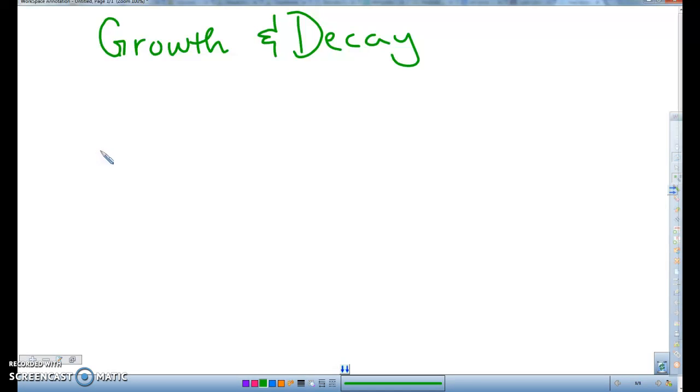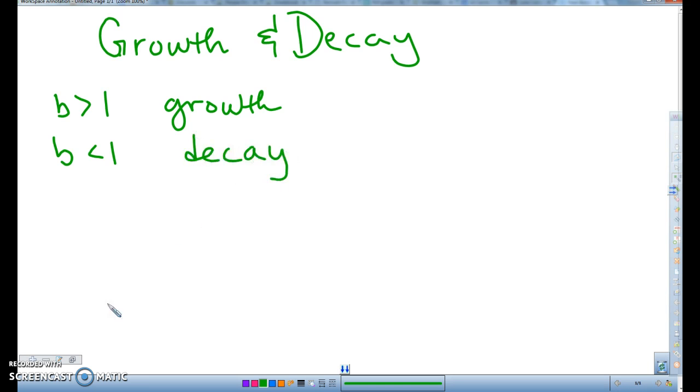Okay, today we're going to talk about growth and decay. And we've talked about growth and decay a little bit in terms of what they look like on a graph, and in terms of what our bases should look like. So if you'll remember, if b was greater than 1, that indicated that we had growth. And if b was less than 1, that indicated decay.